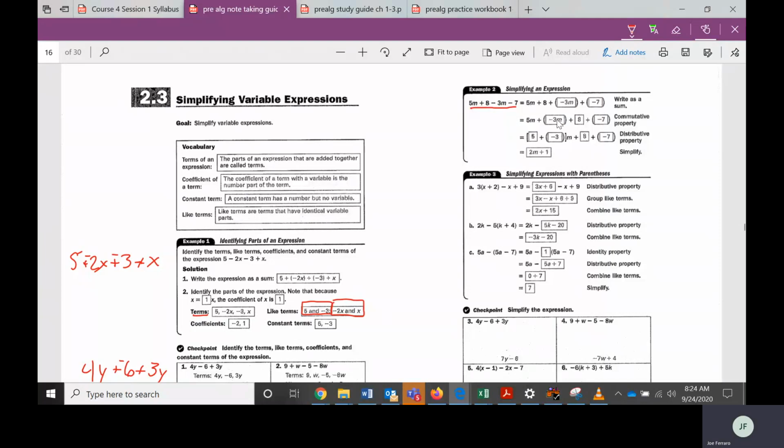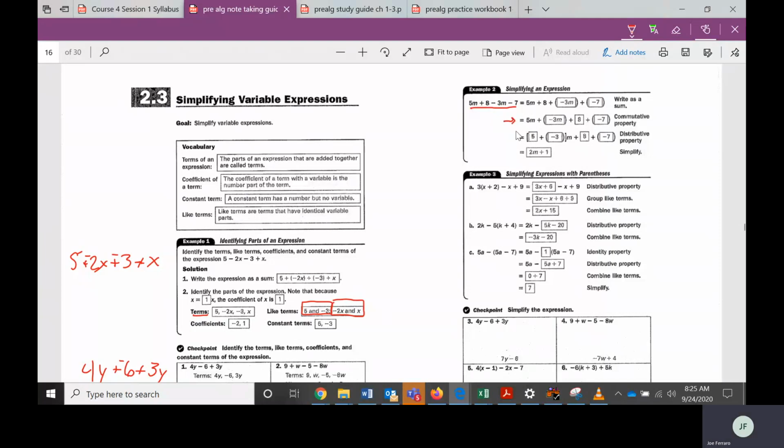Now this step I really don't do. They use the commutative property, meaning they just change the order, so they put all the like terms close together. If that helps you, do that. This next step, they kind of do the reverse of the distributive property. I don't think you need to do this step. I think it's just a little confusing. I'll show you why.